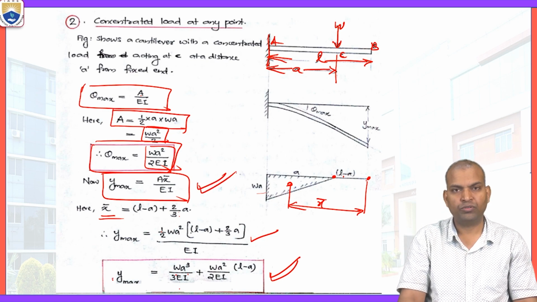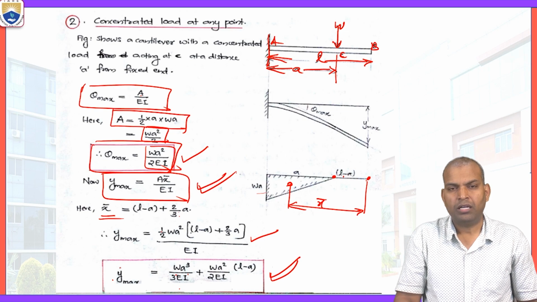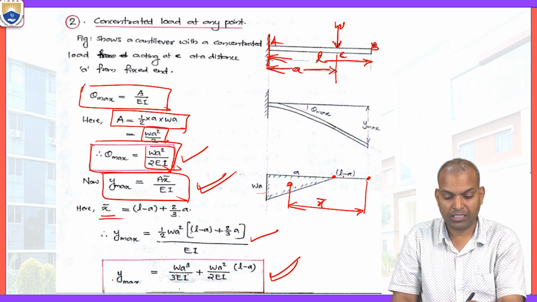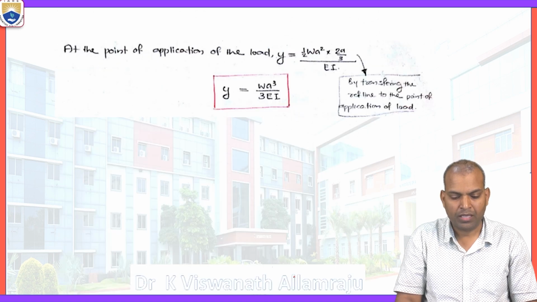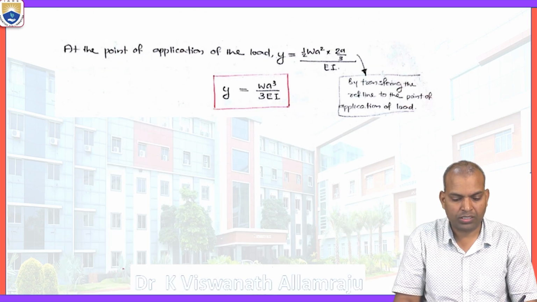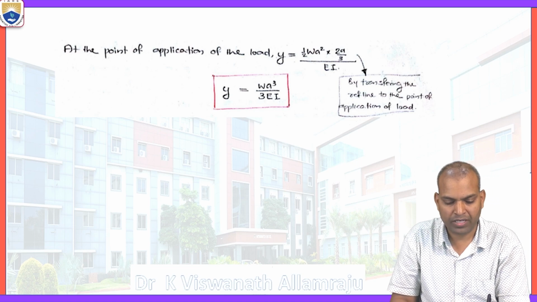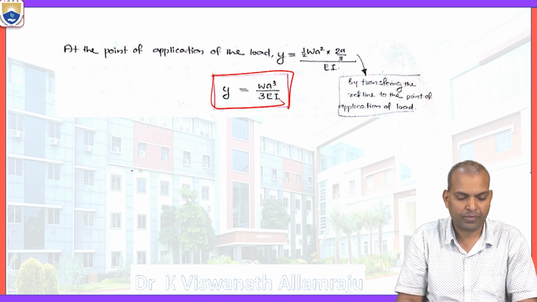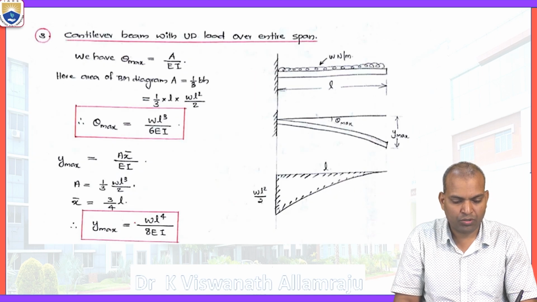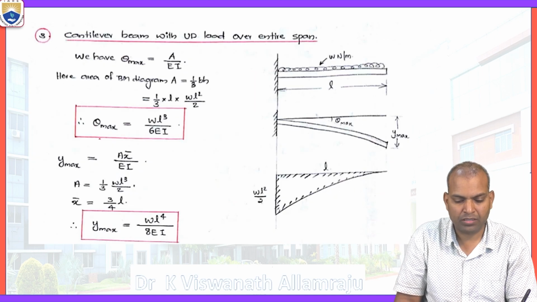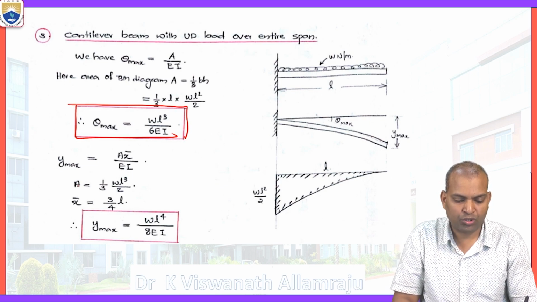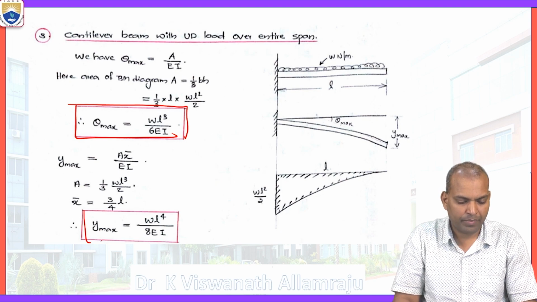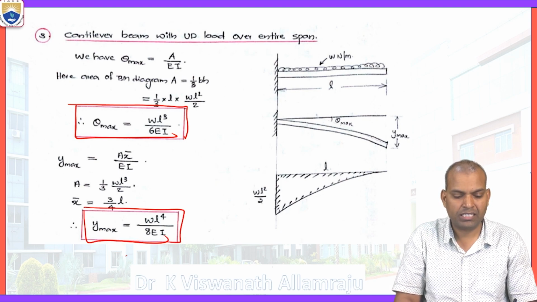A x bar by EI, and Wa square by 2EI is the maximum slope for this case study. And maximum Y is Wa cube by 3EI plus Wa square by 2EI times L minus a. So these are at a distance we want at the point of application of the load. What is the Y equal to Wa cube by 3EI. So in this manner we have to calculate. Cantilever beam with load acting throughout the span of the beam. What is theta maximum? WL cube by 6EI, and Y maximum is WL power 4 by 8EI.